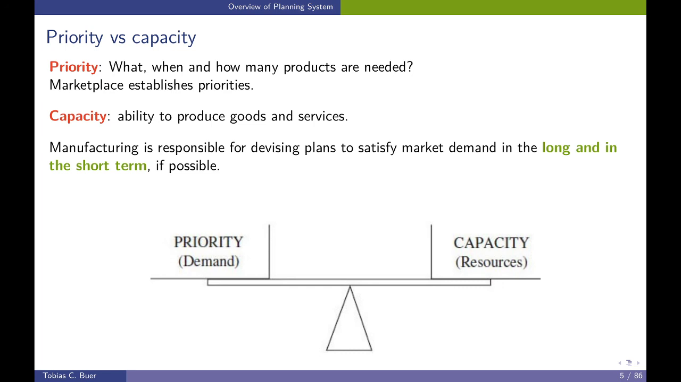So keep in mind, priority and capacity will always be balanced. Either we have to adjust our priority or we have to increase our capacity.